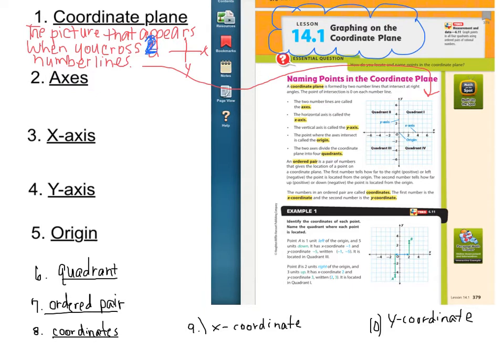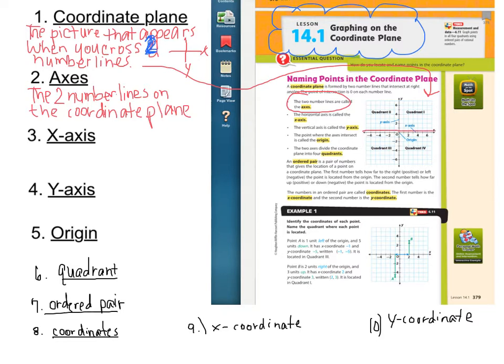This is the number 2 right here. Okay, axes, and now I'm just going to go over here to the notes. The two number lines are called the axes. Okay, so the two number lines are, one of them is here and the other one is here. So one goes sideways and the other one goes up and down. Okay, the axes are the two number lines on the coordinate plane.